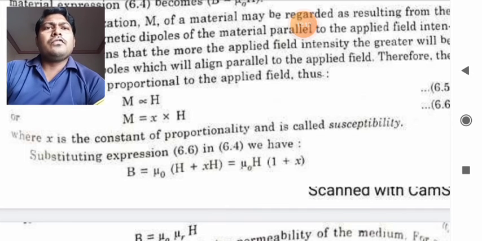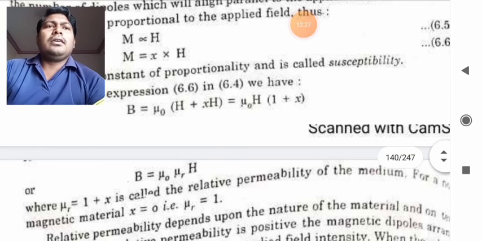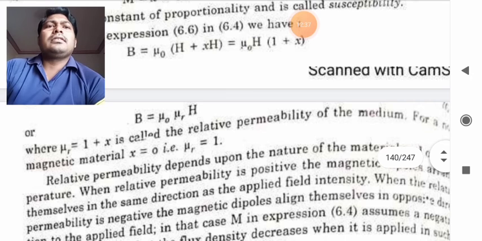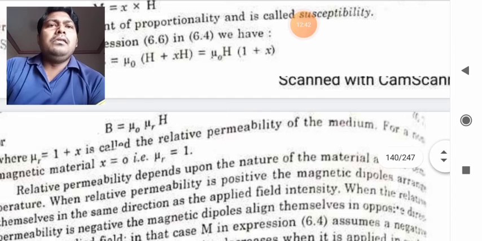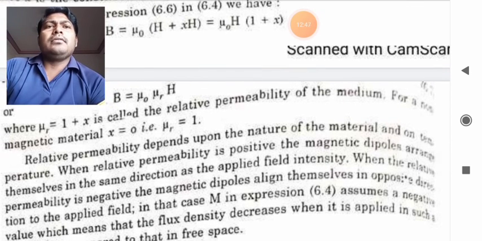Using susceptibility, we have B is equal to mu naught into H plus XH, that is equal to mu naught H into 1 plus X, which can also be written as B is equal to mu naught mu R into capital H. Now, mu R is equal to 1 plus X, called the relative permeability of the medium. For a non-magnetic material, X is equal to 0. That means mu R will give you 1.